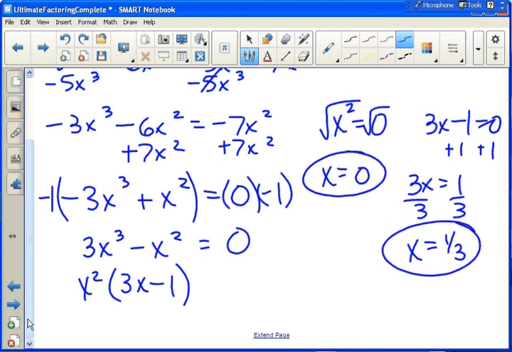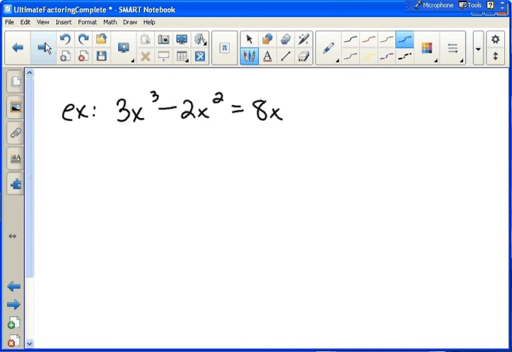3x cubed minus 2x squared equals 8x. So one thing I've been forgetting to remind us of, the way we know these need to be factored is the fact that we have different sized exponents. We have a cubed, we have a squared, and we have a to the first. So I go through my steps. Set it equal to 0. Well, I'll subtract 8x from both sides and get 3x cubed minus 2x squared minus 8x is equal to 0.